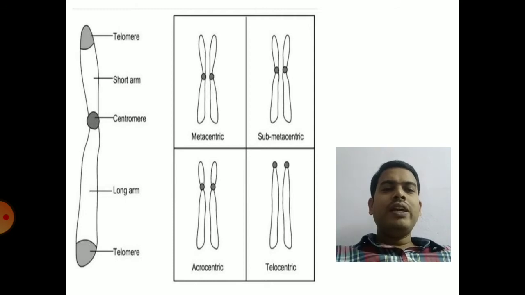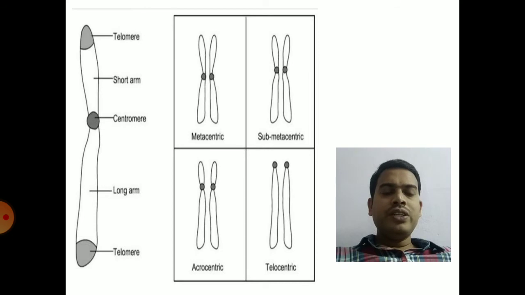If it is a duplicating chromosome, that means a mitotic chromosome, the chromosome will have four arms. Since it is a non-duplicating chromosome, it will have only two arms.